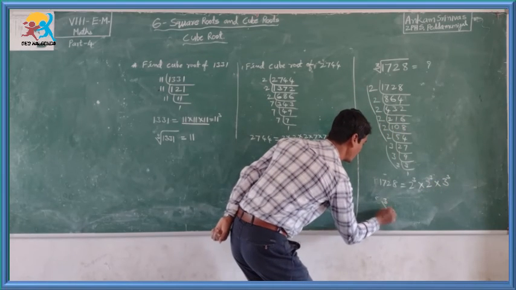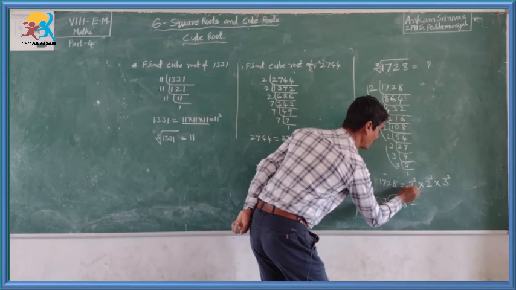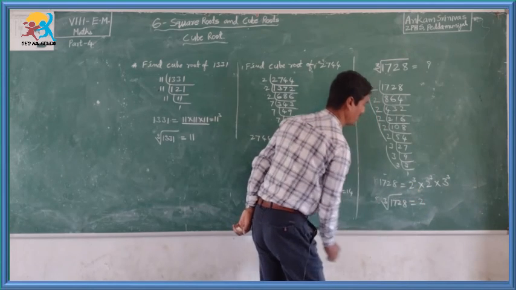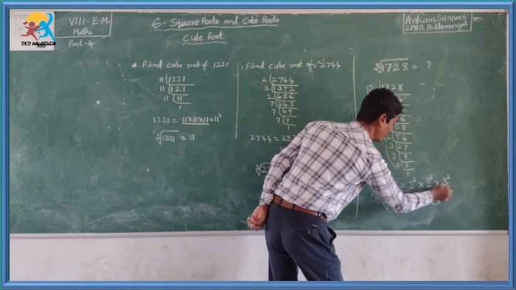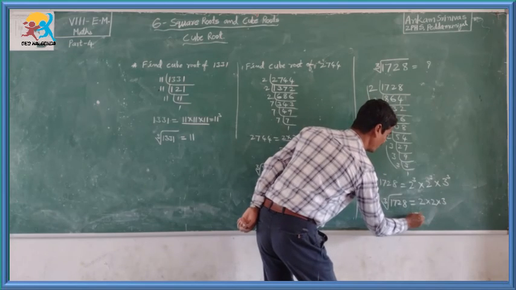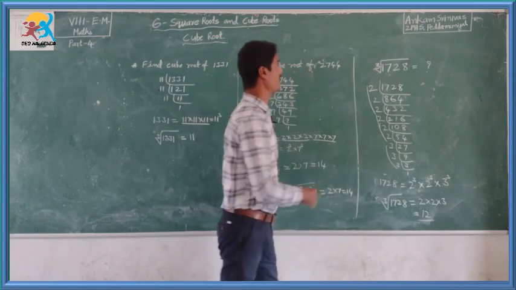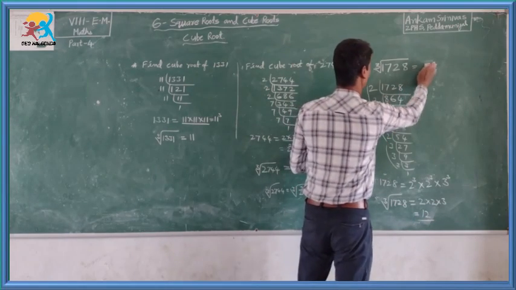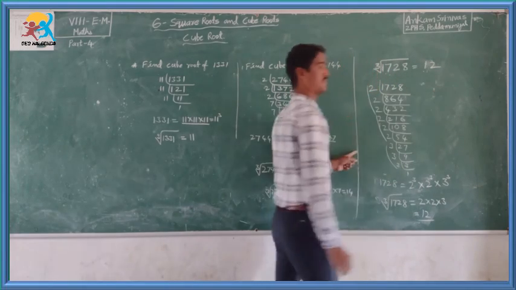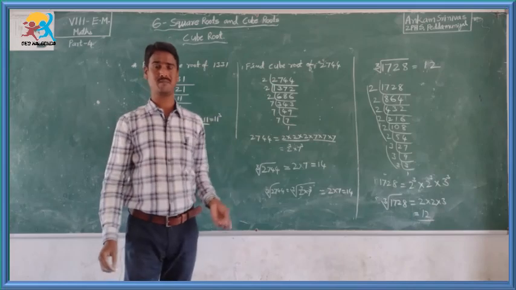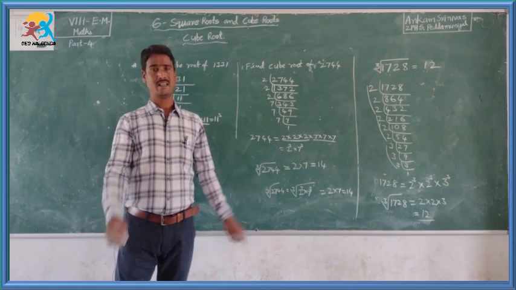So the cube root of 1728 is equal to, for each group of three same factors we take one number as the cube root, so 2, one more 2 and one more factor 3. So we finally get 2 twos are 4, 4 threes are 12. So the cube root of 1728 equals 12. So using prime factorization, we can find the cube root of given numbers very easily.